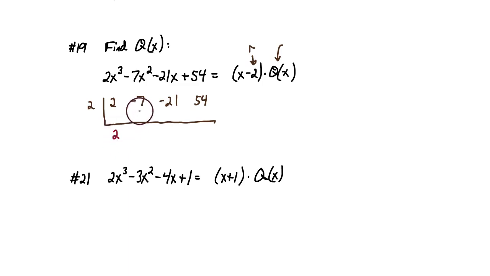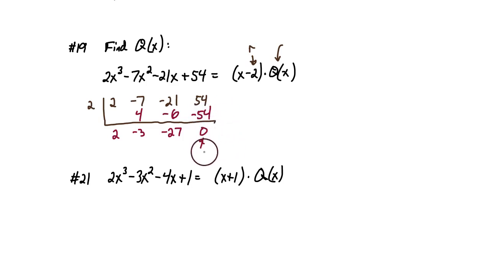Bring down the 2. 2 times 2 is 4. This adds up to negative 3. Those multiply to negative 6. These add up to negative 27. And those multiply to negative 54. And these add up to 0.